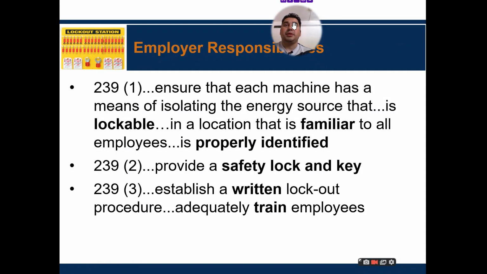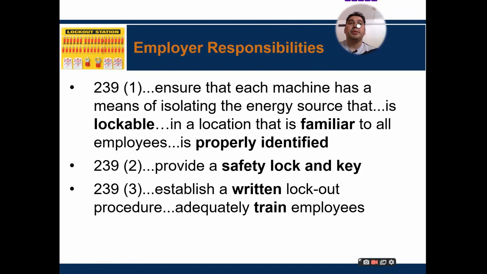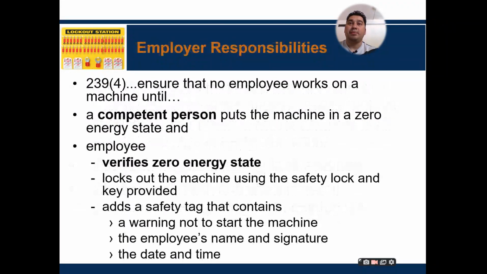Now the employer's responsibility. What is the employer? It means the company. What is their responsibility? As per Health and Safety Law 239: ensure that each machine has a means of isolating the energy source that is lockable, in a location that is familiar to all employees and properly identified. Provide a safety lock and key. Establish a written lockout procedure and adequately train employees. These are the responsibilities of the employer.